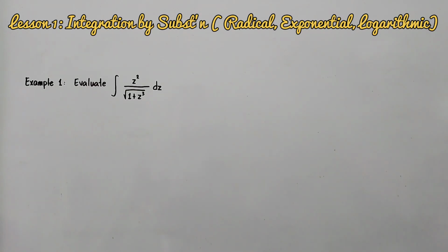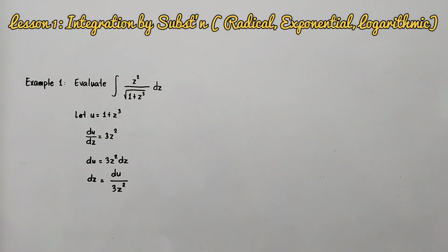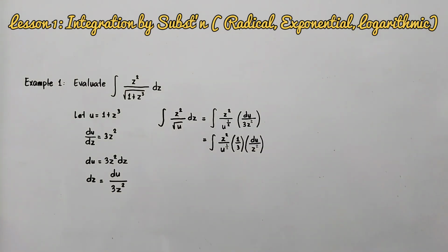In this example, evaluate the integral of z squared over the square root of 1 plus z cubed dz. We let the function 1 plus z cubed be our u, and getting the derivative of u, or the du over dz, this is equal to 3z squared. Applying the cross multiplication, we have du equals 3z squared dz. To solve for dz, we divide both sides by 3z squared, and that is equal to du over 3z squared.